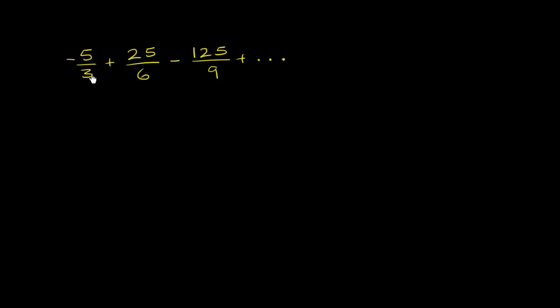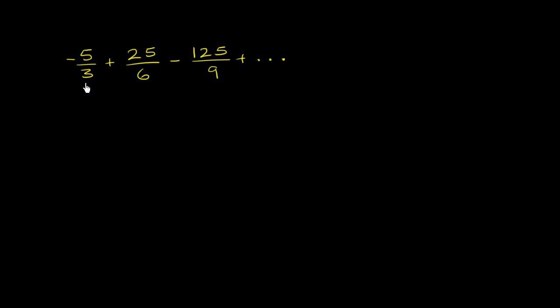So I have this series, negative 5/3 plus 25 over 6 minus 125 over 9 plus, and it just keeps going on and on and on forever. So this right over here is an infinite sum or an infinite series. And what I want you to do right now is to pause this video and try to express this infinite series using sigma notation.